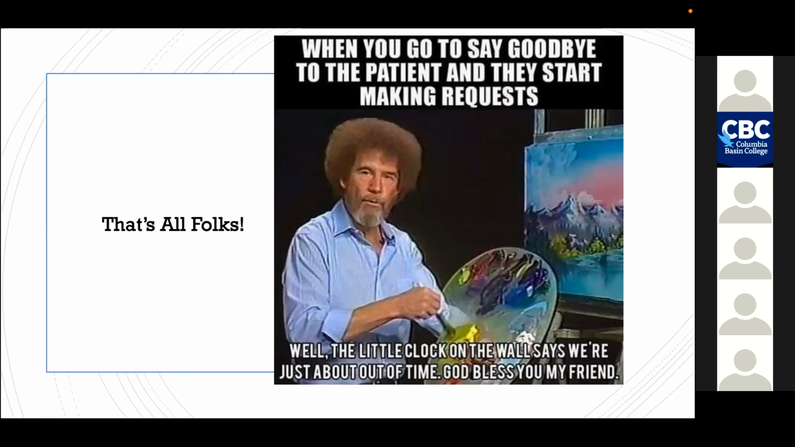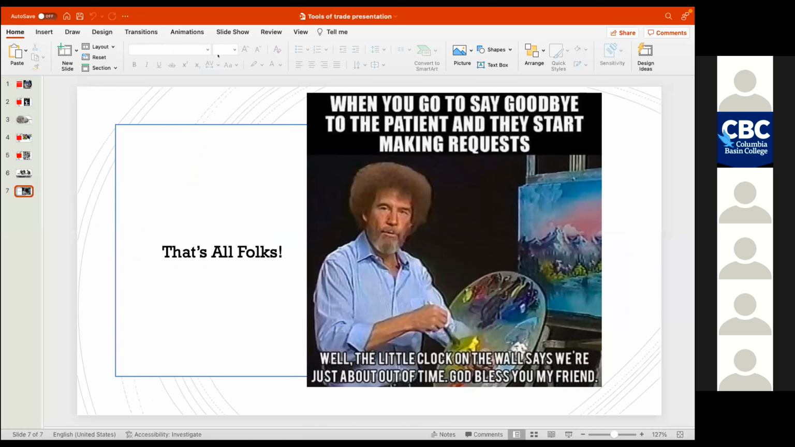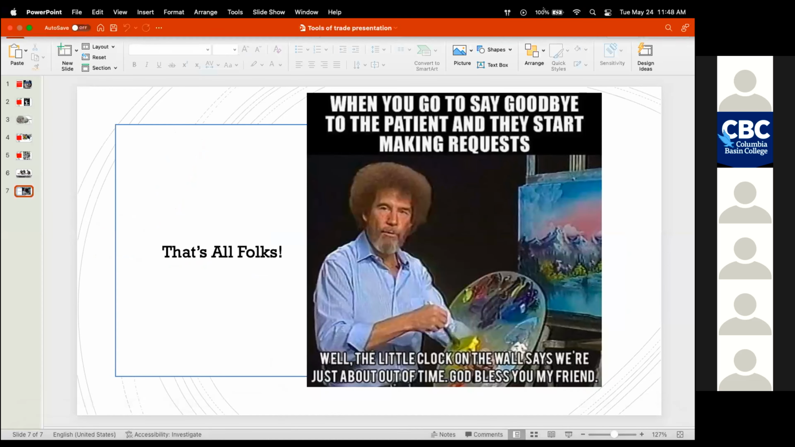And that's pretty much it. That's C-spine precautions and log rolling. Any questions? All right, thank you very much, Mackenzie.